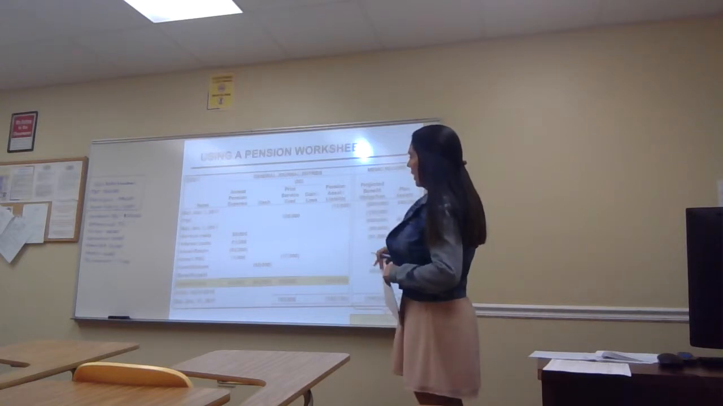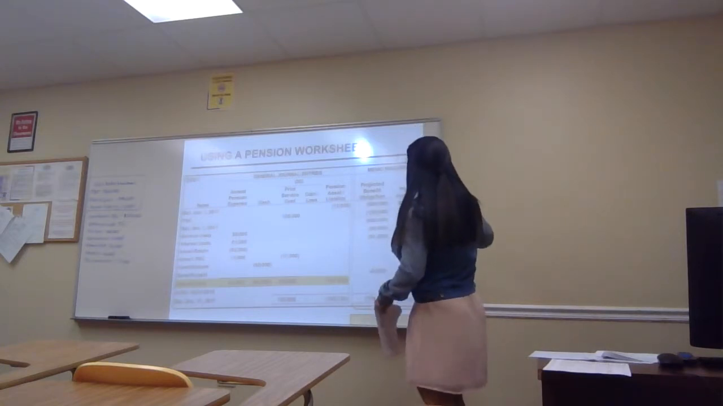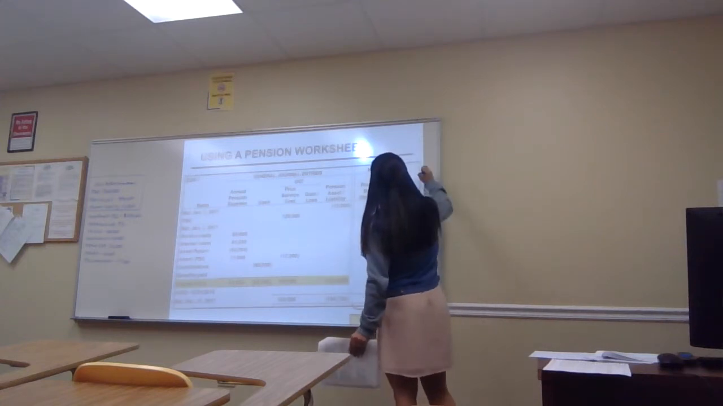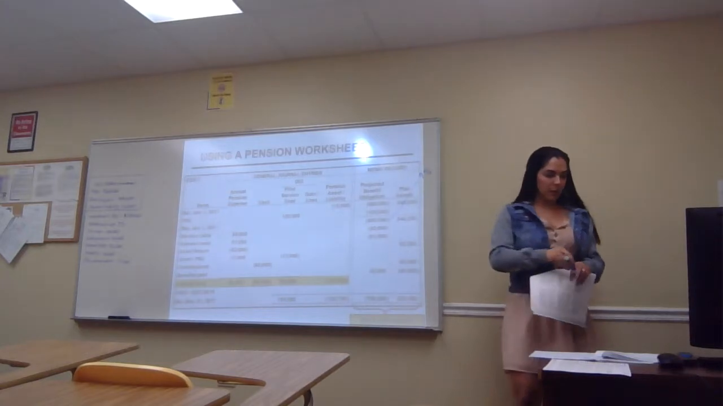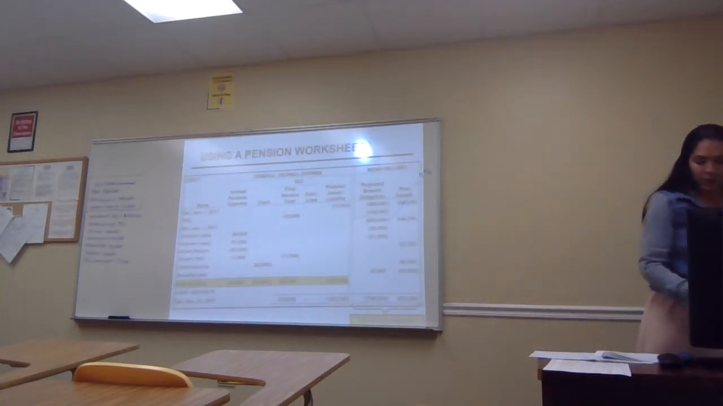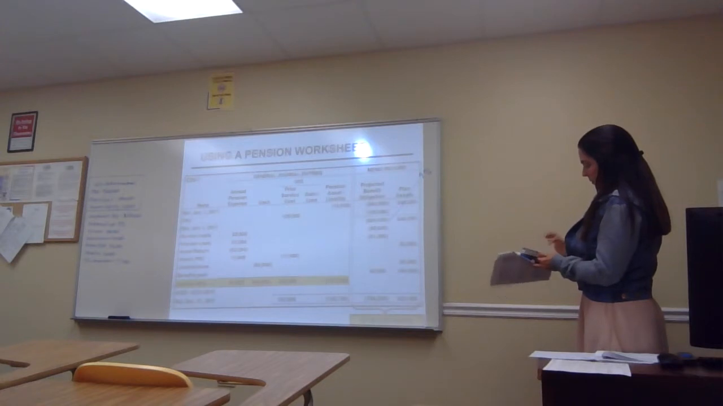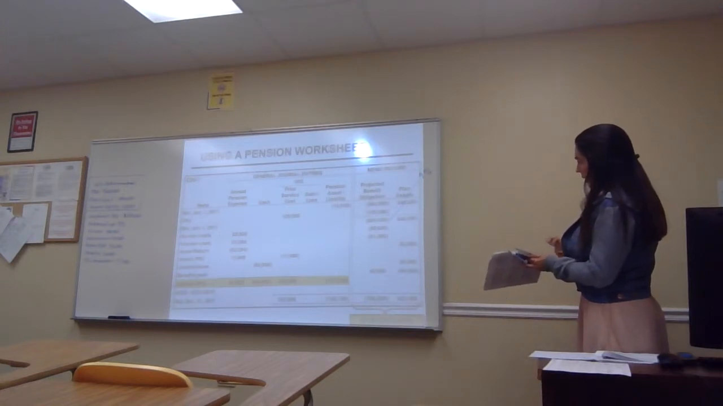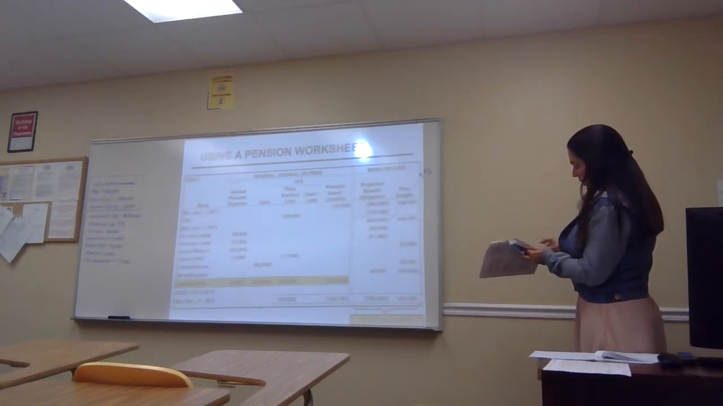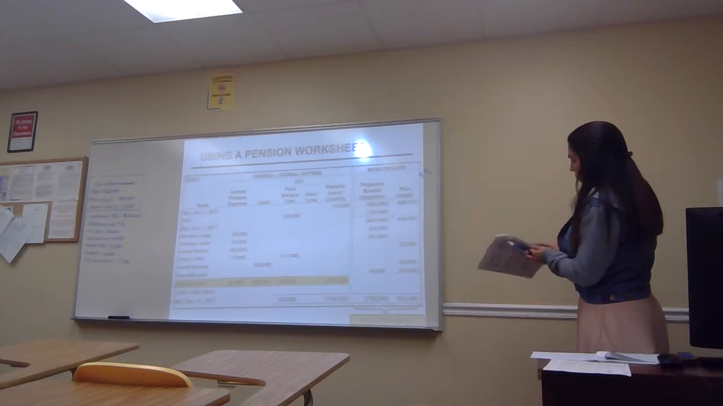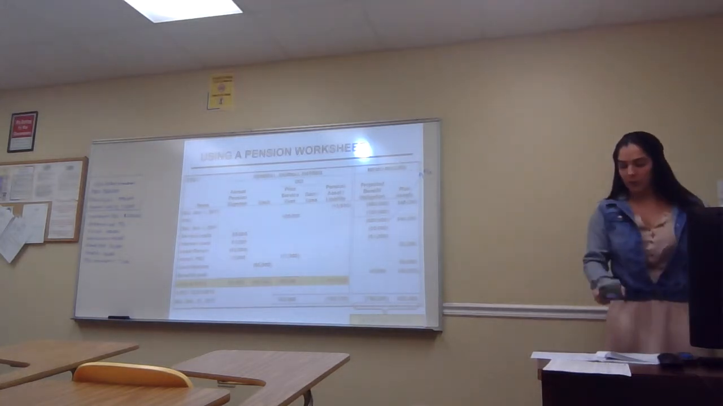Interest cost, 61,200. You're going to take 9% of 680. That will give you 61,200. I'm going to check it on my calculator here just to confirm. 0.09 times 680. 61,200. Sorry, just making sure the number's correct.